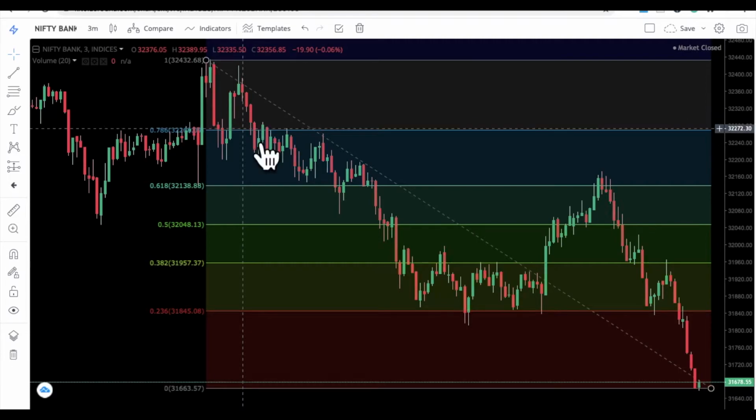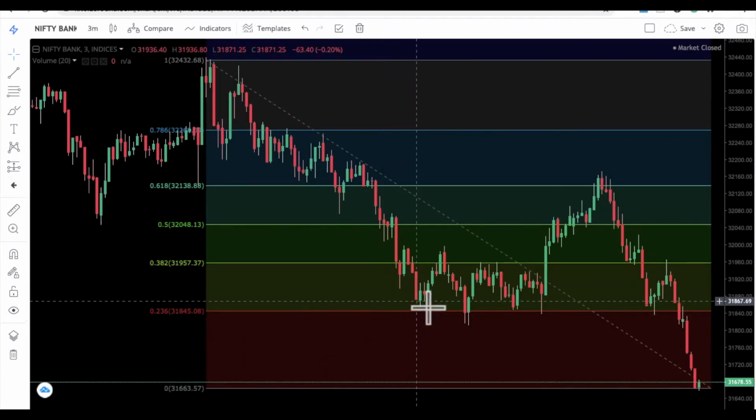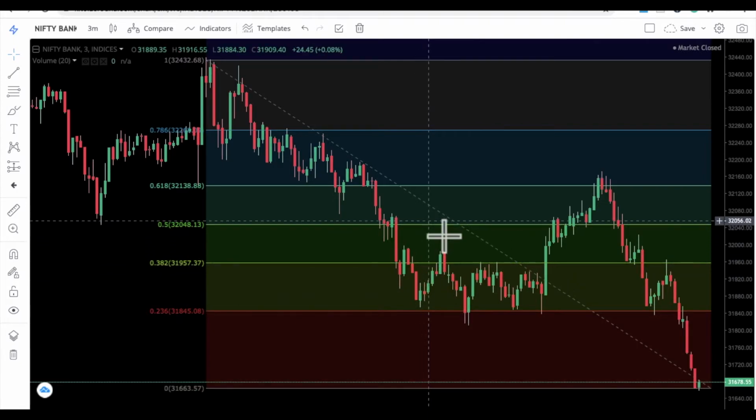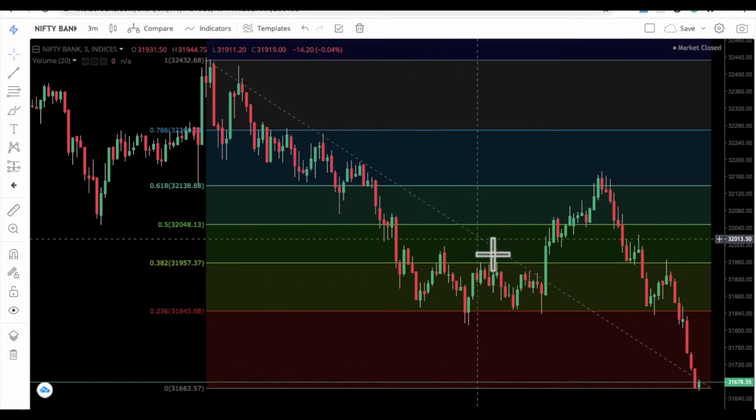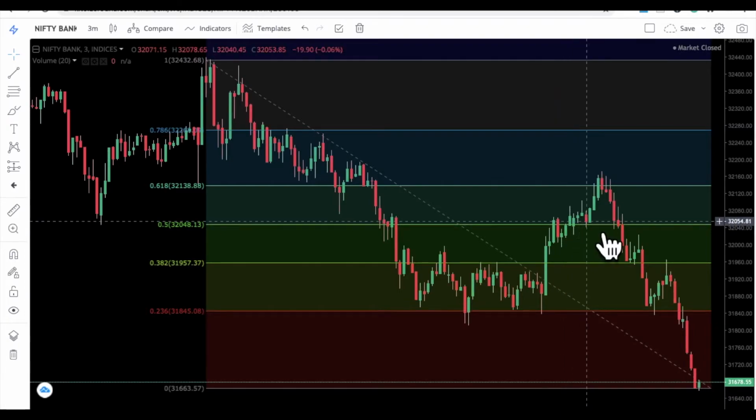Here you can see how beautifully the market is respecting the Fibonacci retracement, and all the levels of Fibonacci retracement are acting as strong support and resistance. Here it acted as a support level, here it acted as a resistance level. Once this level is broken, this becomes the support level and this level becomes the resistance level. Once this level is broken, this becomes the support. Can you see how the market took support here? And the next level becomes the resistance level.